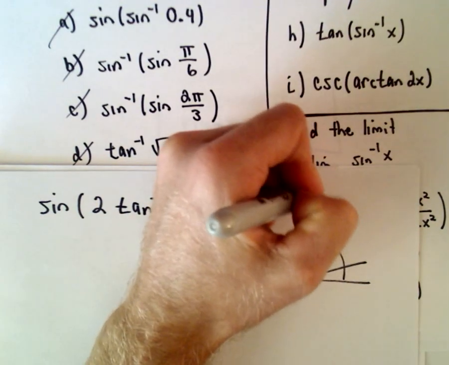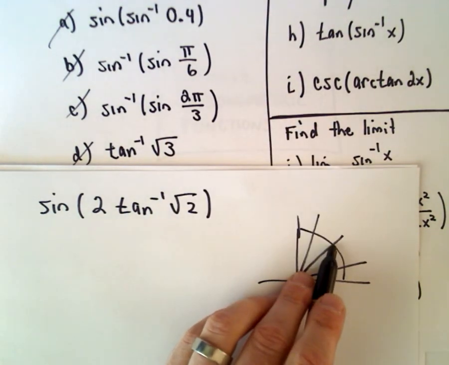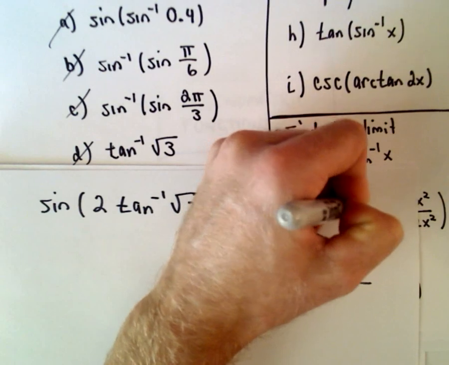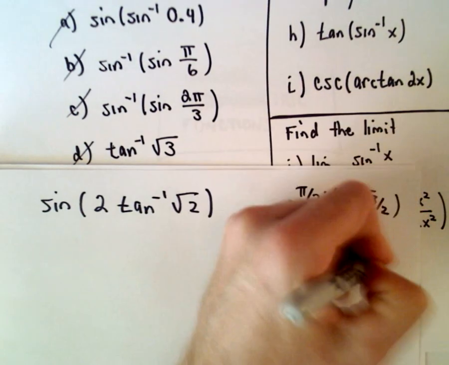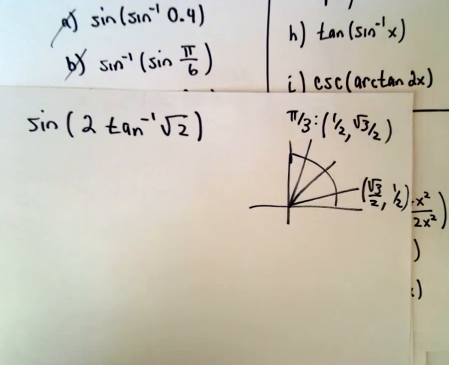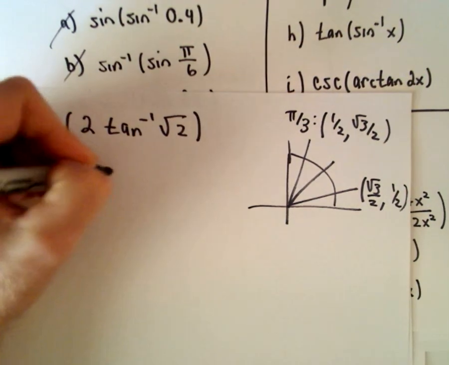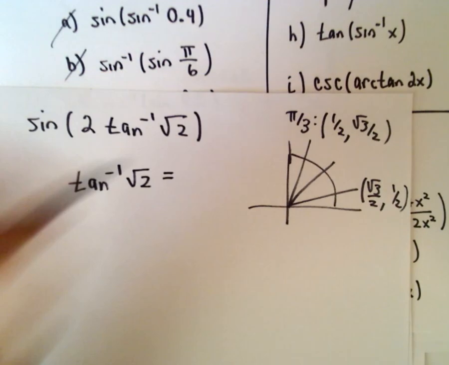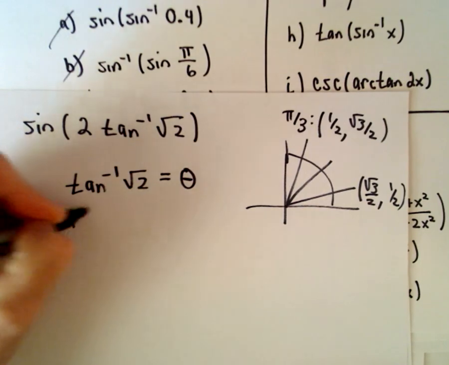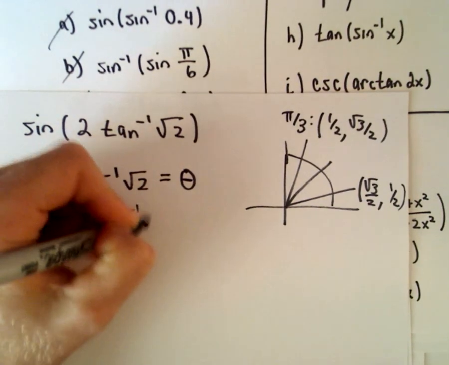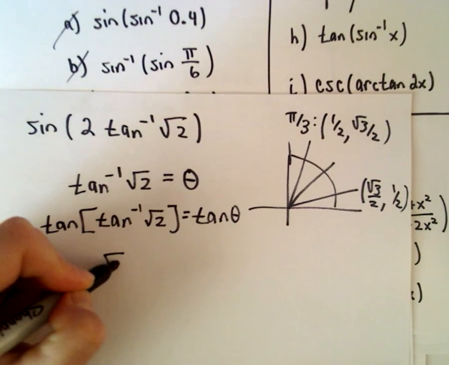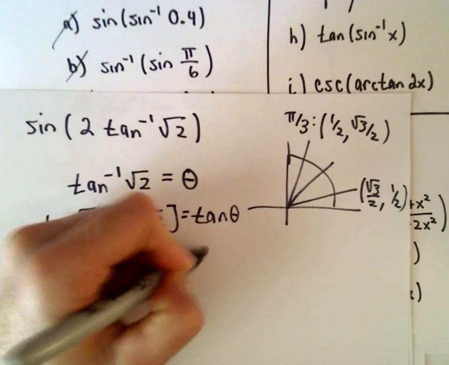I know it's not pi over 4, because tangent of pi over 4 is just going to be 1. At pi over 3, we've got 1 half comma root 3 over 2. And then we've got root 3 over 2 comma 1 half. So I'm starting off by thinking, inverse tangent of square root of 2 equals something. Again, let's maybe call it theta. If we take tangent of both sides, and usually I skip this step, but just to emphasize what we're doing here, we're left with square root of 2 on the left and tangent of theta on the right.